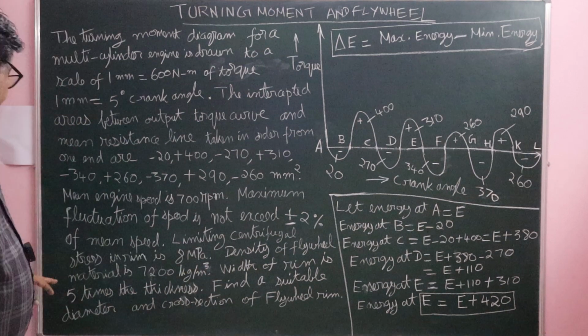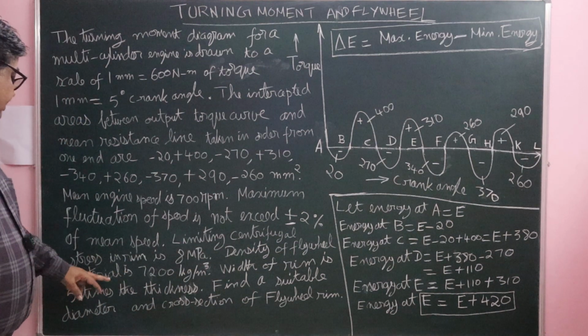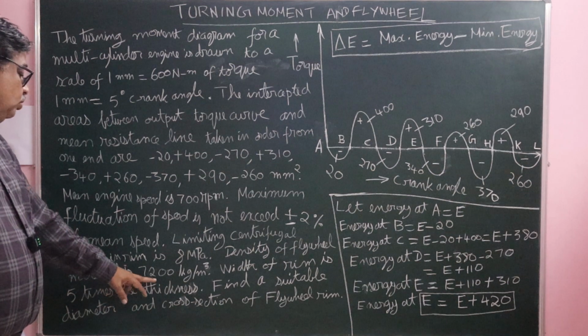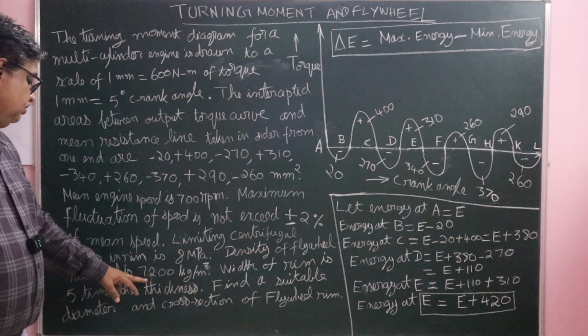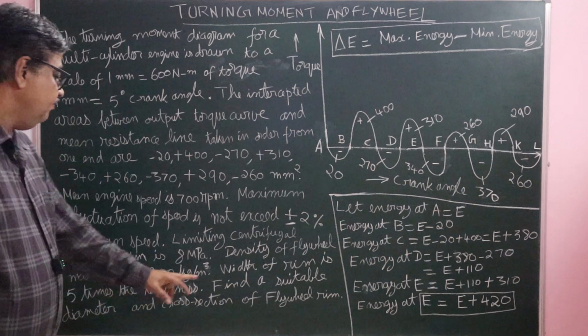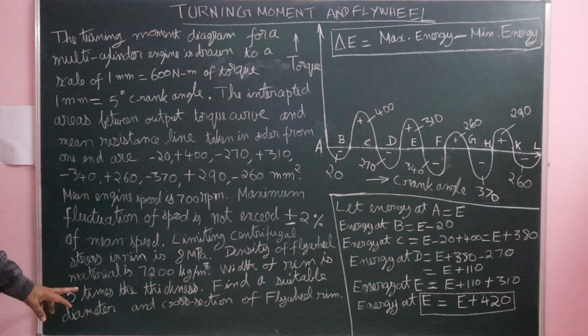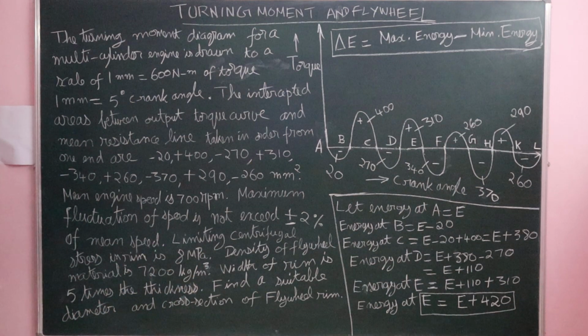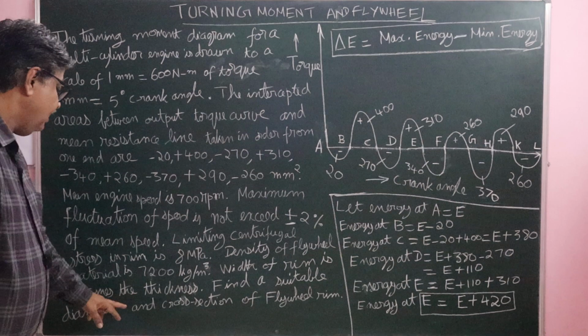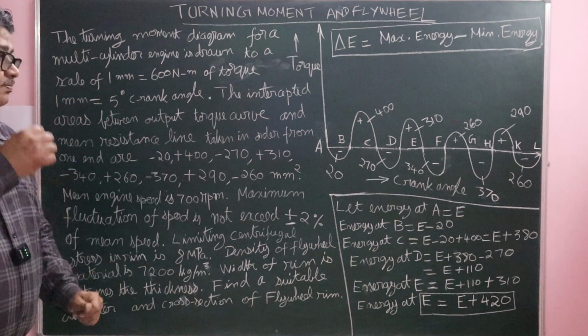The density of the flywheel rim material is 7,200 kilogram per meter cube. The width of the flywheel rim is 5 times the thickness. Find a suitable diameter and a cross section of the flywheel rim.